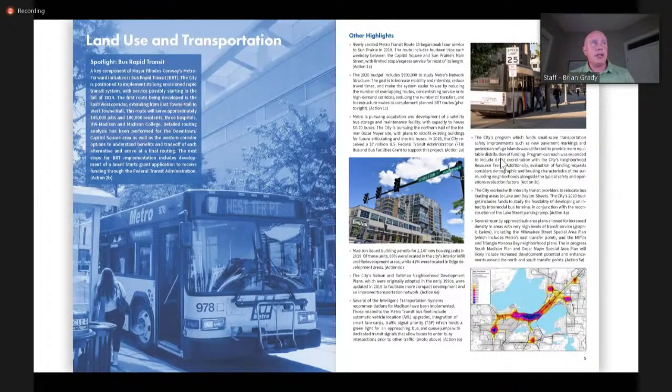For each of the sections, each of the 6 elements we have so far in this version, we're spotlighting one project, one activity that we've made some progress on over the calendar year 2019. And so in this case, for the first element, land use and transportation, we're spotlighting some of the progress in bringing bus rapid transit to the city.